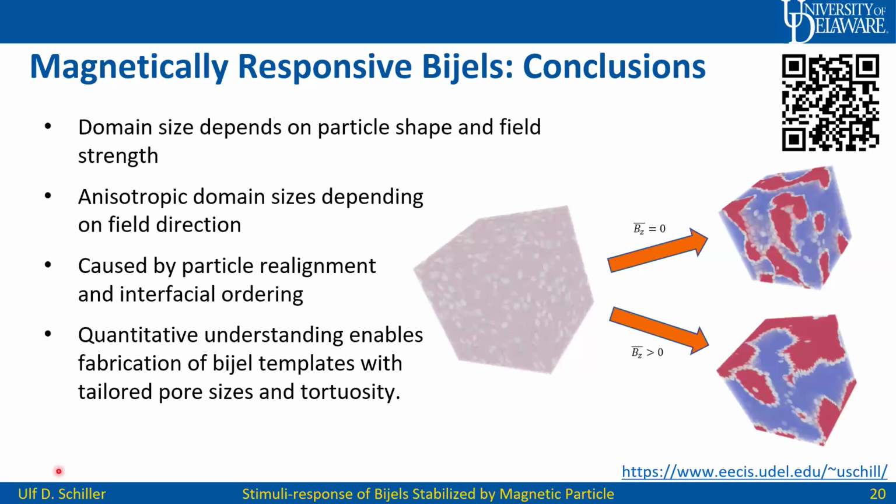What we have seen is that the domain size in bigels and the orientational structure can be influenced with particles that are anisotropic and respond to an external magnetic field. The domain size and the tortuosity become anisotropic, which may lead to interesting transport properties in applications. We have gained some understanding of what's happening: there is particle realignment that couples into interfacial alignment and ordering. These structures with the particles may also have interesting optical properties for materials, so there may be another thing to explore in the future.